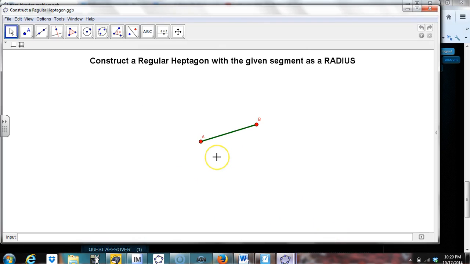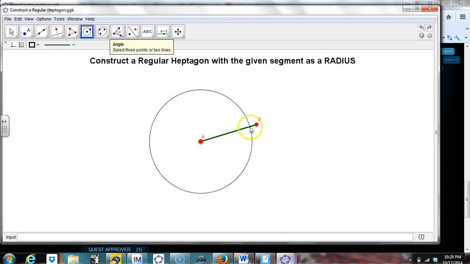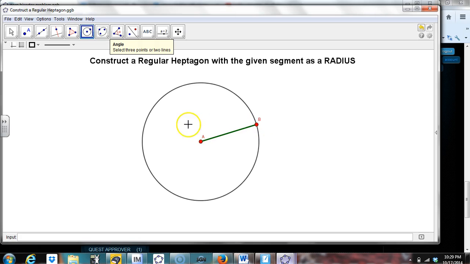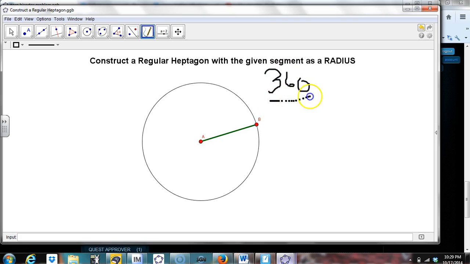Okay, problem number, what is this, 6? Construct a regular heptagon with the given segment as a radius. One of these points can be the center. The other point will be the point on a circle, right? That's what radius means. So I'm going to grab my circle tool, and maybe A will be the center, and I'm going to click right on B. B will be the point on the circle. Now we can see that that's going to be a radius. We just need to rotate B some angle to make a heptagon. Hepta means 7 sides, so we have to take 360 degrees, a full revolution, and divide by 7.